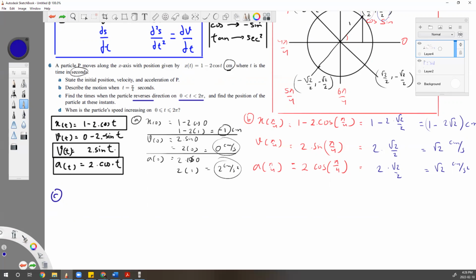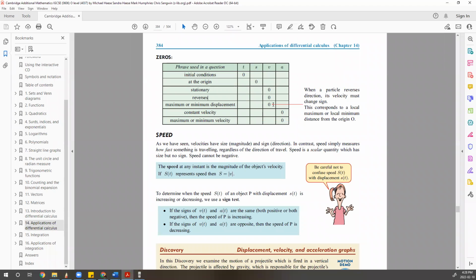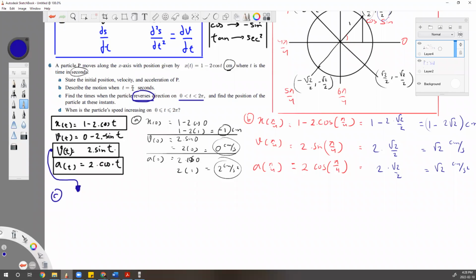Wait, give me a moment. The direction reverses when v equals 0, as it is given in the question: reverse on the table, when v equals 0. You need to memorize this, because I never memorized this kind of understanding.